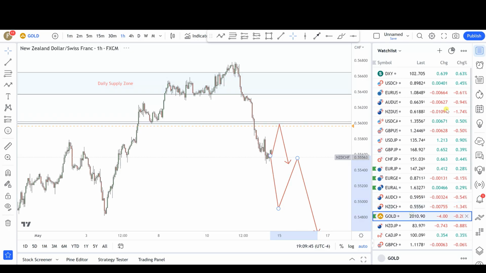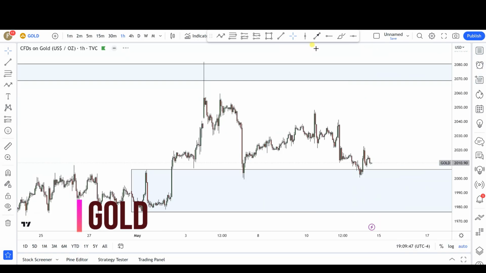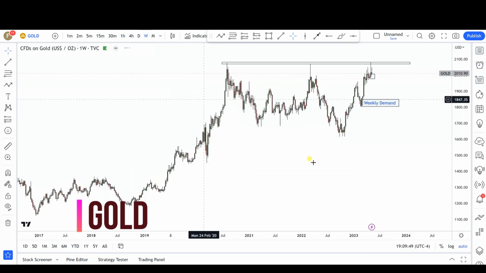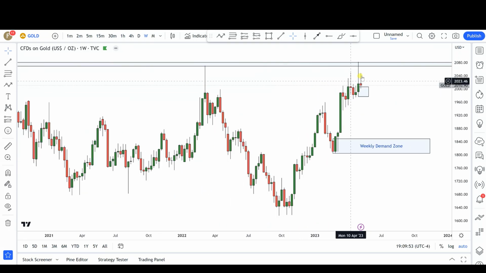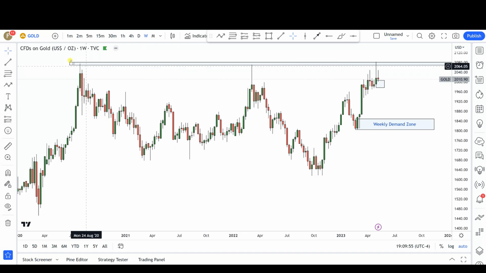The last but not the least is gold. As usual, you guys know that I don't trade gold, but again, since you guys want me to analyze it, here it is. Now, obviously, last week we had pointed out the fact that we have retested this area of significant resistance on our charts. And again, pay attention, because this is the weekly time frame. 2080 area has been a key area of our resistance on this particular chart.